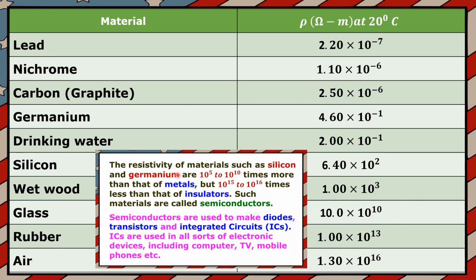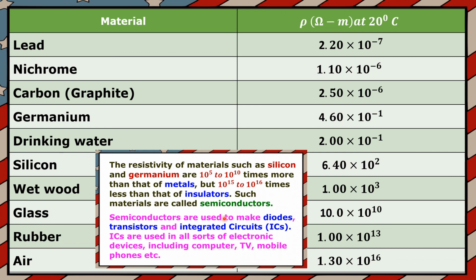the resistivity of materials such as silicon. For example, you take silicon here, its resistivity value is 6.40 into 10 to the power of 2, and germanium 4.60 into 10 to the power of minus 1. The resistivity of materials such as silicon and germanium are 10 power 5 to 10 power 10 times more than that of metals, but 10 power 15 to 10 power 16 times less than that of insulators. Such materials are called semiconductors.